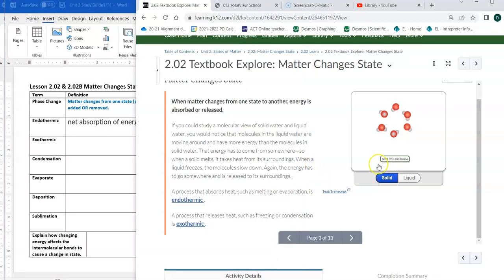You can watch the little video where you can see that solids vibrate in place and liquids flow freely. That's a nice little video.